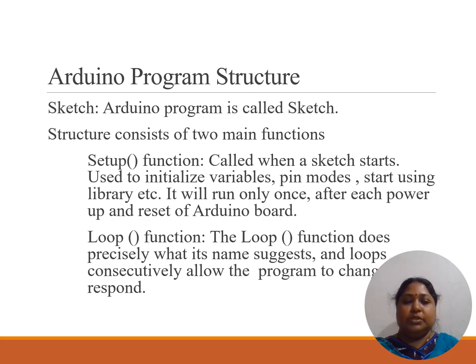Coming to Arduino program structure, as I said earlier, whatever program you are writing in Arduino IDE is called a sketch. The structure consists of two main functions: one is setup and another one is loop. In simple terms, setup is for initialization: what pins we are using, what variables we need, and what libraries we are using. Those things can be specified under the setup function, and this is executed only once. Suppose you want to repeatedly do some task, that can be enclosed within the loop function. These two are the predominant functions of the Arduino structure.